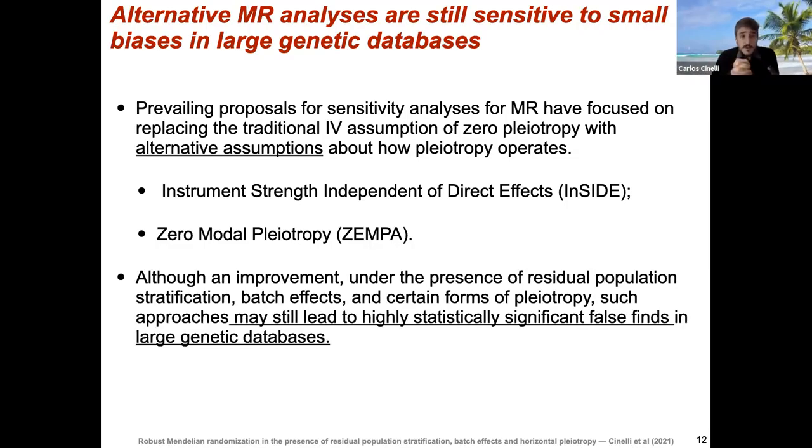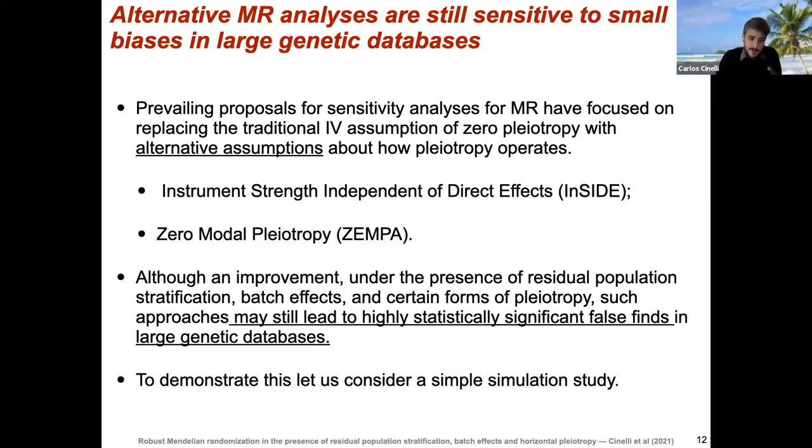So these alternative MR approaches are an improvement over traditional Mendelian randomization assumptions because they relax the assumption of zero pleiotropy to these alternative assumptions regarding how pleiotropy operates. But under the presence of some residual population stratification, some batch effects, or even certain forms of pleiotropy, such approaches will still lead to highly statistically significant false findings in large genetic databases. So it's not like they fully solve the problem. And that's what I want us to contemplate for a second in this simple simulation study.